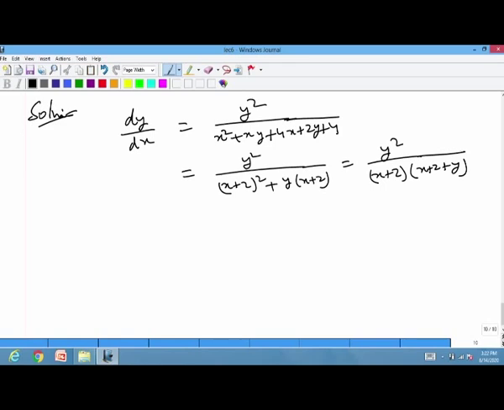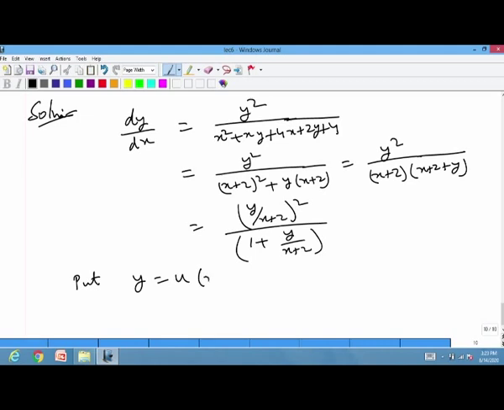So, now we see that dy/dx is equal to some function of x+2 and y. This can be written, just like we do for a homogeneous equation, as ((y/(x+2))^2)/(1+y/(x+2)). Now to solve this, we can put y = u(x+2).